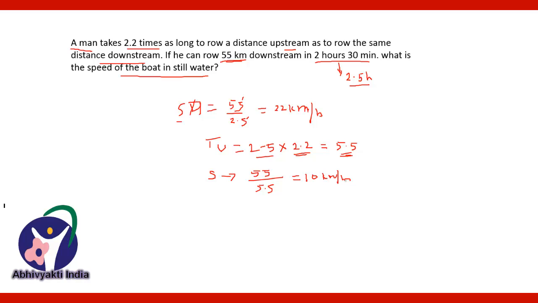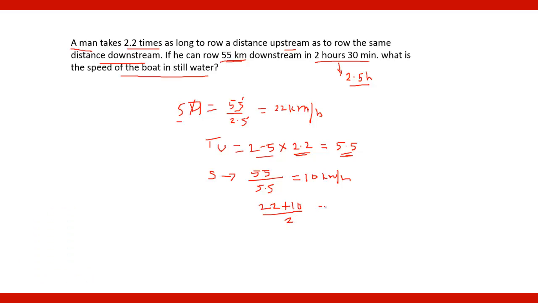And therefore the speed of the boat in still water will be 22 plus 10 divided by 2, which is equal to 32 by 2, that is equal to 16 kilometers per hour. So the speed of the boat in still water is 16 kilometers per hour.